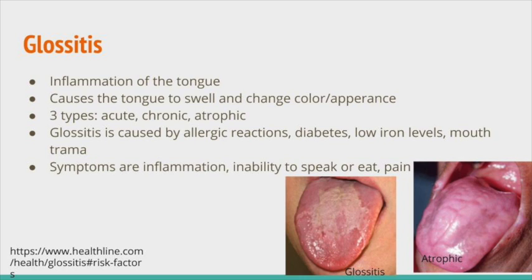So acute glossitis appears suddenly and is often severe. It usually happens with an allergic reaction. Chronic is when the issue continues to reoccur and often leads you to other medical issues. Atrophic is when the papillae are completely lost, so you can see how the tongue looks completely smooth. People who are at risk for this are people who eat spicy foods, wear braces or dentures, or have herpes or an immune system disorder.